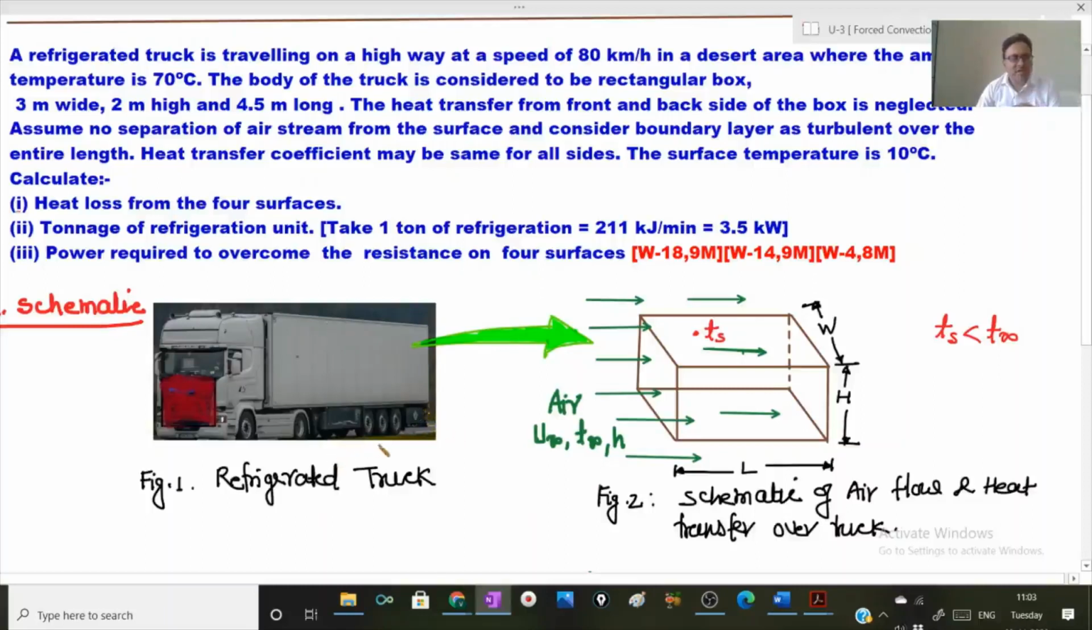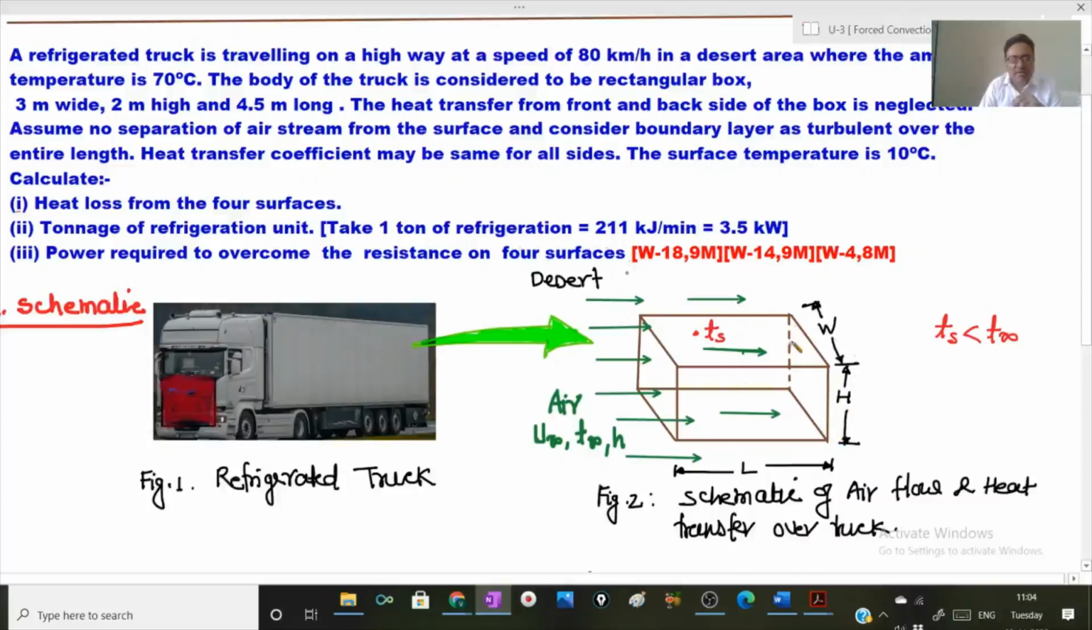Okay, and one such truck is traveling in a desert area where temperature is 70 degrees Celsius. So figure 2 represents the schematic of the airflow and heat transfer over such truck. So I will be considering only the backside of this truck, which is considered as a rectangular box. So I have drawn one such rectangular box whose length is L, width is W and height is H.